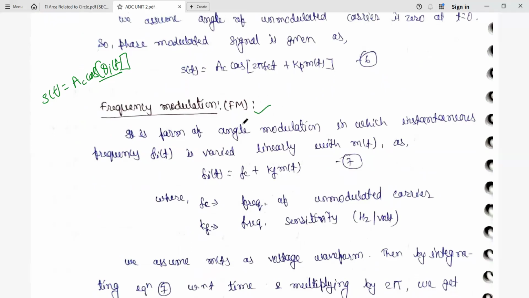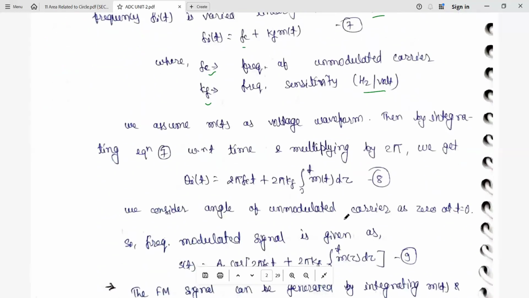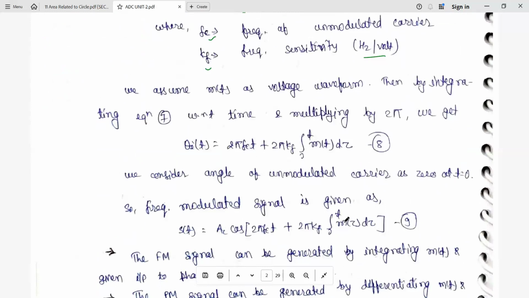Similarly, in case of frequency modulation, what is going to change? The frequency. It is the form of angle modulation in which the instantaneous frequency changes linearly with the message signal. That instantaneous frequency is fc plus kf into m of t, where fc is the frequency of the unmodulated carrier and kf is the frequency sensitivity. The unit is Hertz per volt. These are important; when we have numericals, you'll understand the importance of this. Here m of t is our message signal.